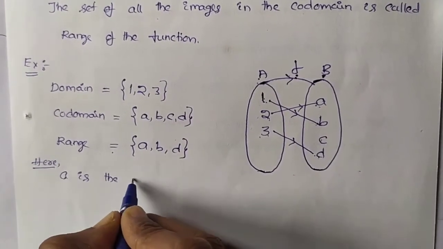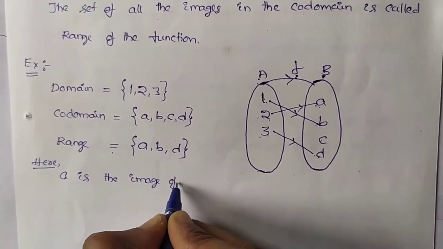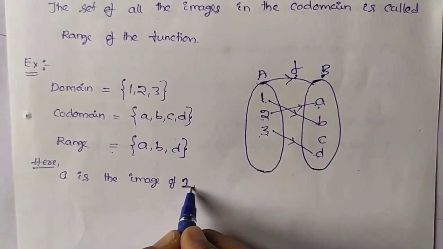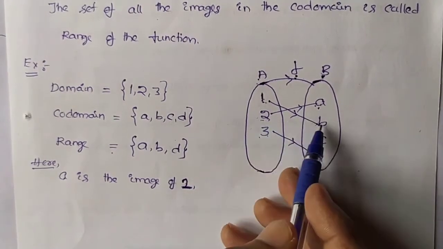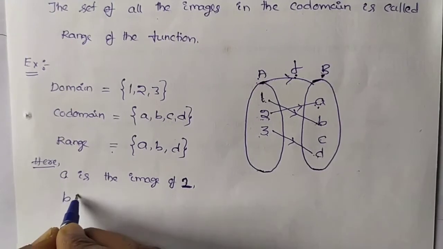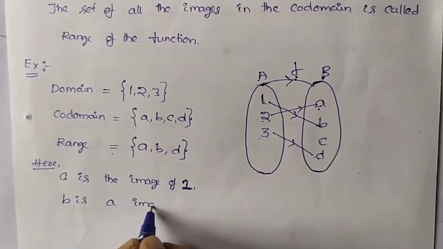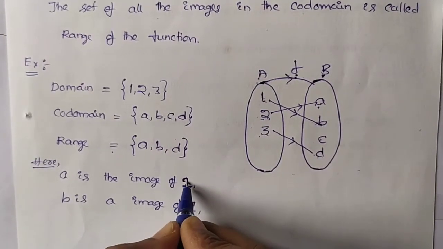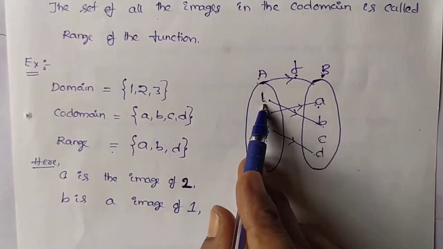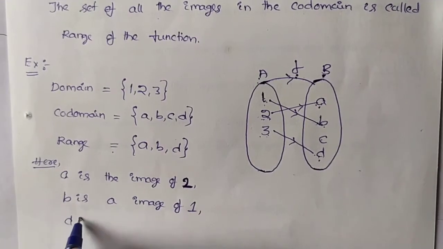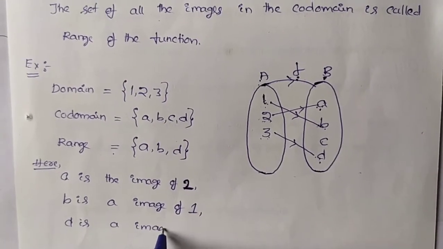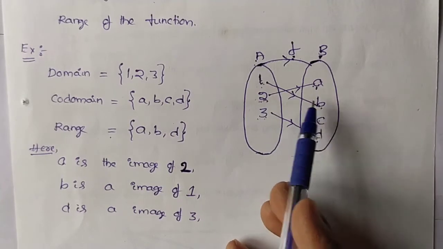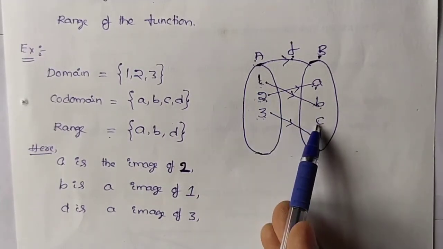Sorry, it is 2. A is the image of 2. B is the image of 1. D is the image of 3. Understand? A is the image of 2, B is the image of 1, D is the image of 3. But C is not an image.